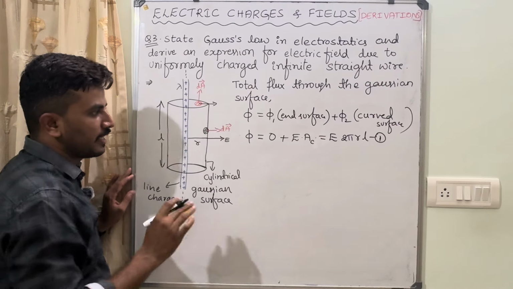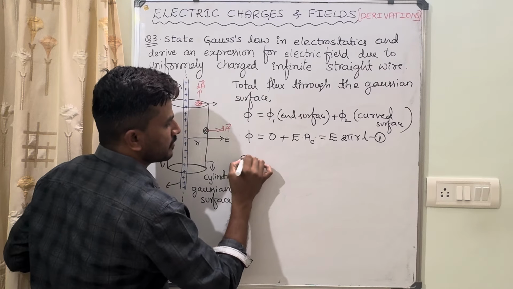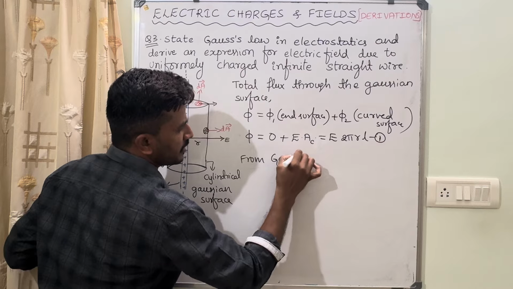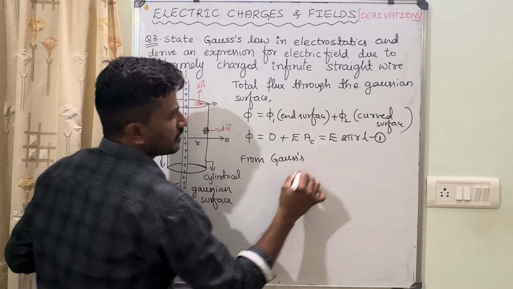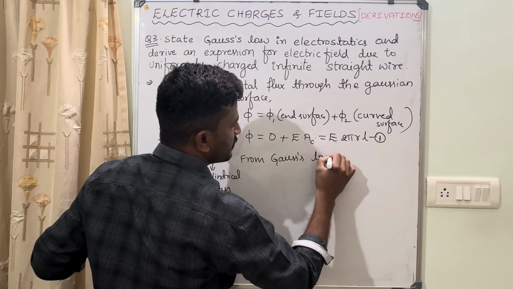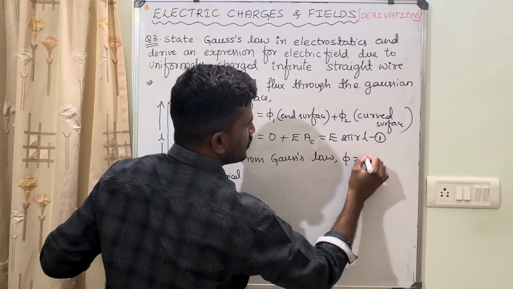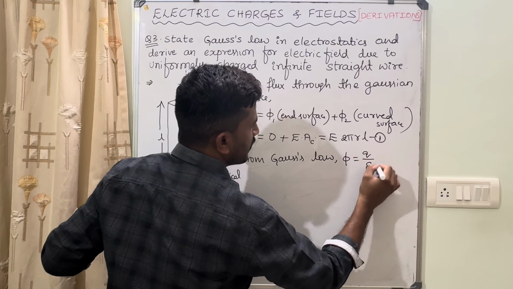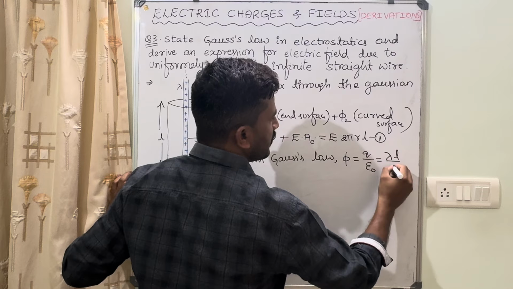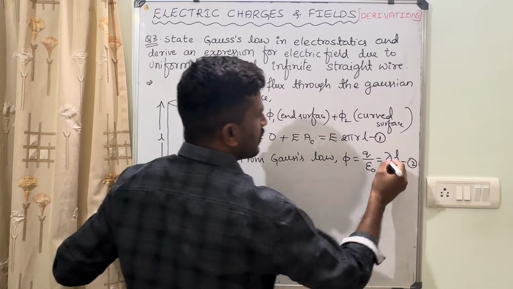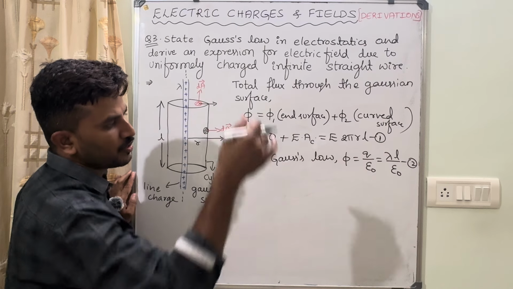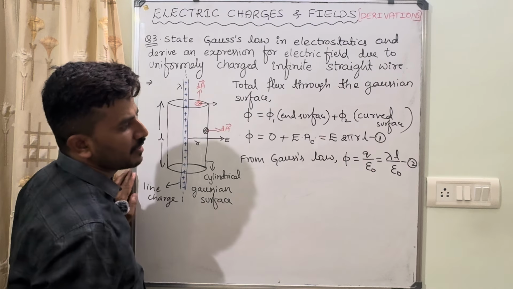Any doubt in this? Next, from Gauss law in electrostatics that we have just stated, we have flux phi is equal to q by epsilon naught, that is given by lambda into L divided by epsilon naught. Lambda is the linear charge density. In the previous video I explained lambda is equal to q by L, therefore q is equal to lambda into L.